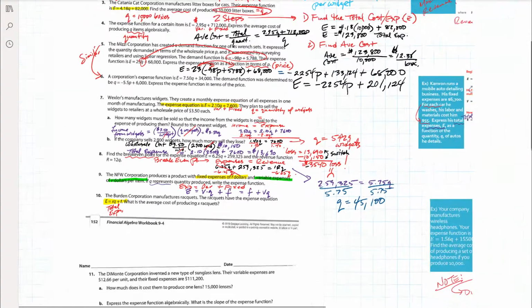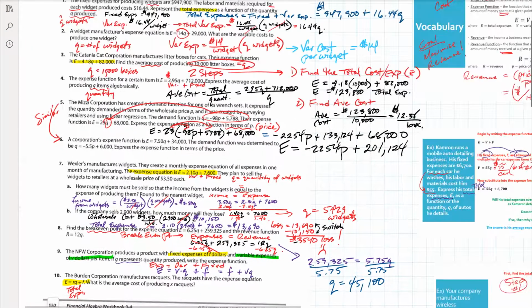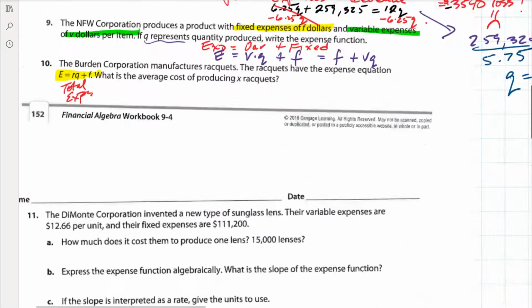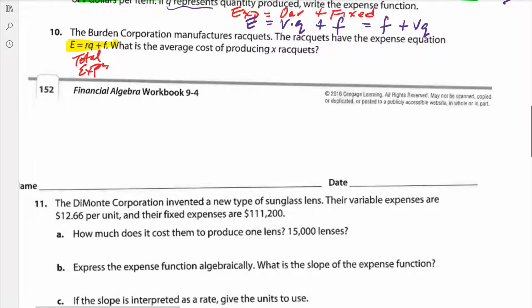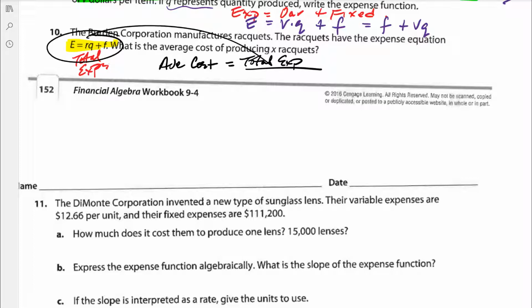Let's go back up to what we did earlier, in number 3. It was a two-step problem. We find the total expenses, and then step 2, to find the average cost, you take the total expenses divided by the quantity. Let's do that here. The average cost, which is what they want you to find, is equal to the total expenses, which we're given right here, divided by the quantity.